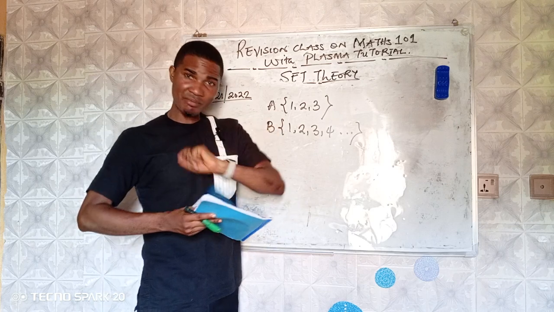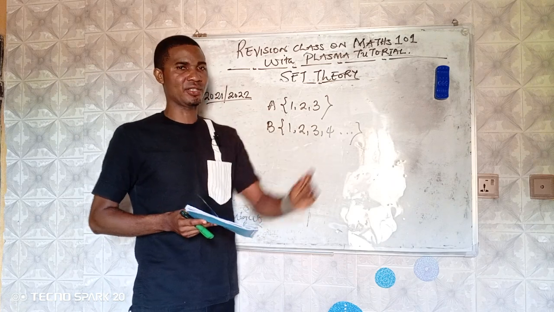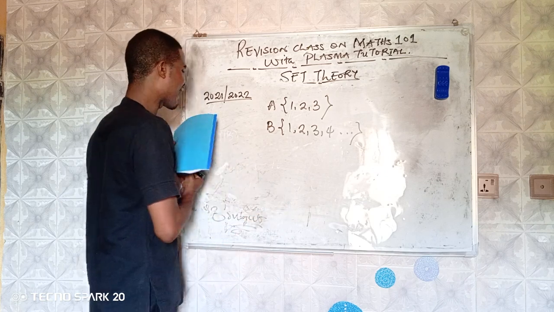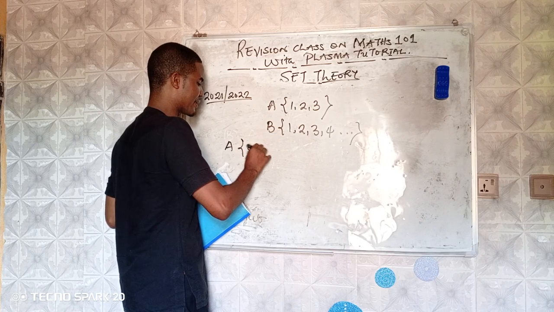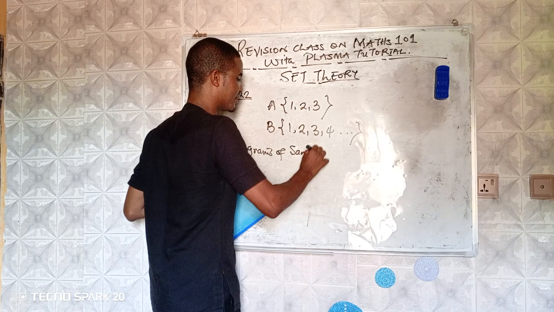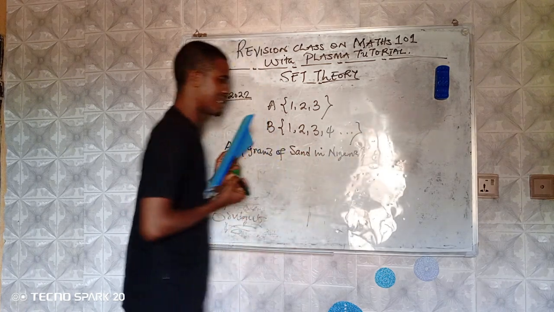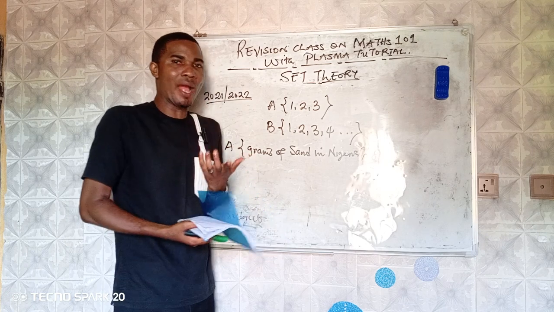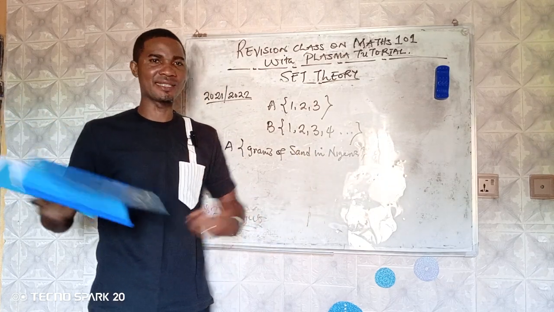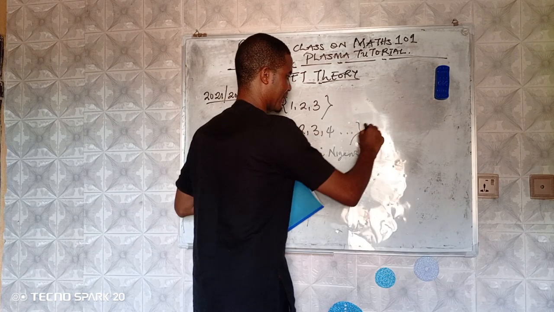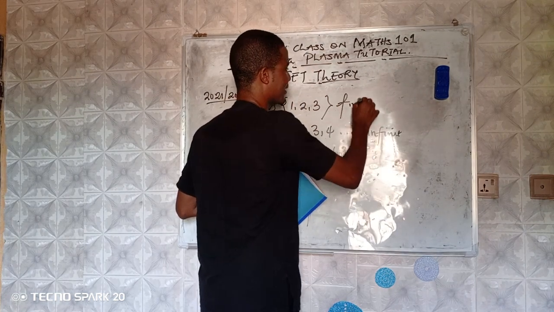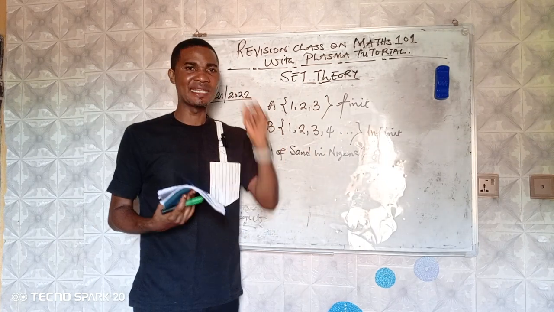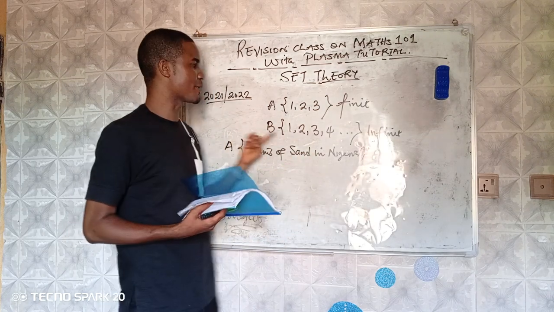Now, there is something I want us to know. Note this. In mathematics, when we talk about finite sets, or the finiteness of a set, we refer to numeric numbers. Let me make a simple example. If I say set A is the grains of sand in Nigeria, and I'm asked, is this a finite set? Somebody may say, no, this is not a finite set, because the grains of sand in Nigeria cannot be counted. So someone can say, since infinite sets are sets that cannot be completely counted, then the grains of sand in the whole of Nigeria cannot be simply counted, so it belongs to infinite.